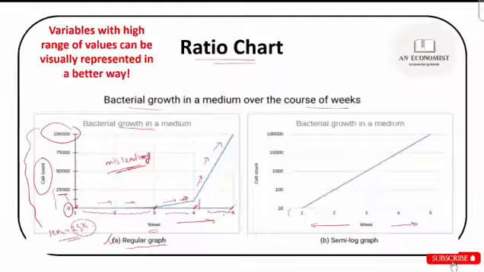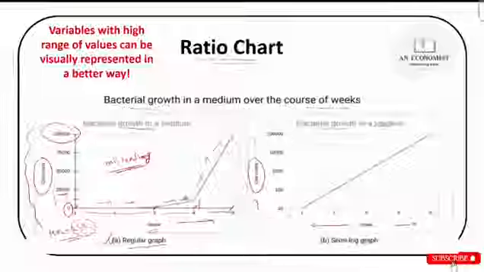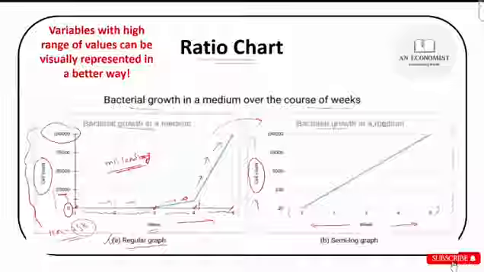It is as it is. It spans over 5 weeks. But now you are using a different scale of value for the vertical axis. Here you are taking a logarithmic scale to measure the bacterial growth in the medium. And in the same graph, if you draw using this ratio chart, this will give you a smooth graph.